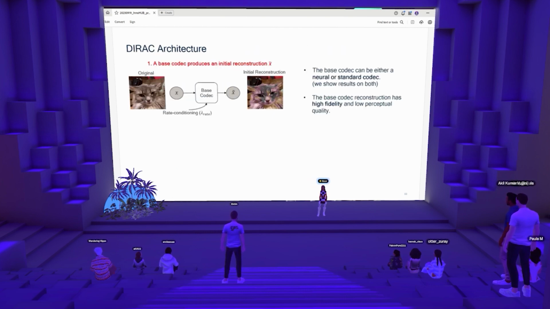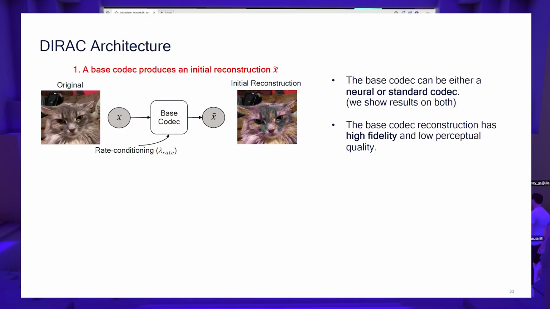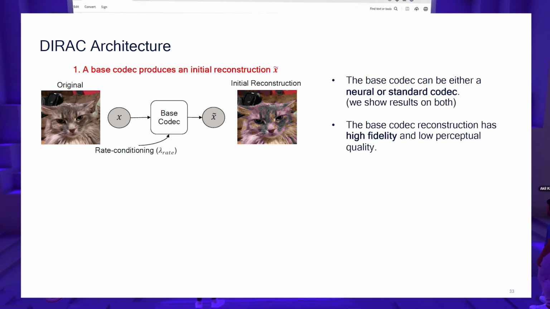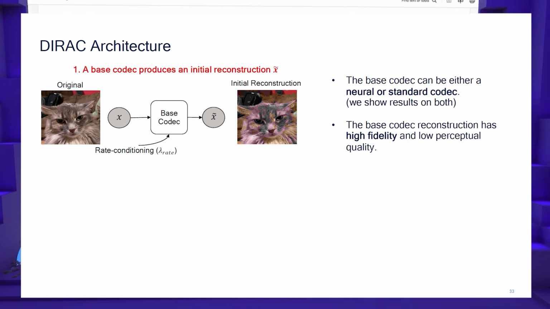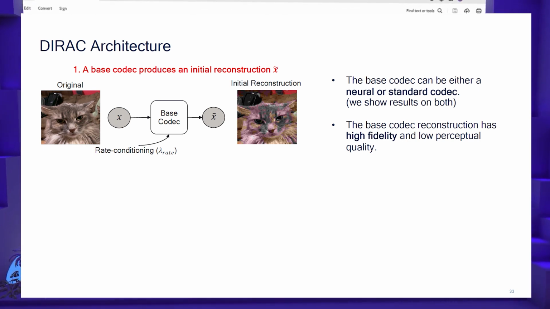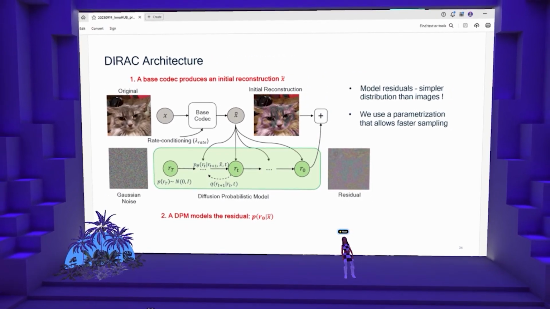So now coming to the actual architecture of DIRAC. DIRAC starts off with a base codec. The base codec can be any kind of codec. It can be JPEG, and it can also be any other type of neural codec. Given an initial original image, it generates a reconstruction. As you can see, the reconstruction is not that great to look at, but it's still a cat, so that's good. And it's conditioned on some rate. That rate defines the number of bits that you spend to send this information. So this initial reconstruction forms our conditioning.